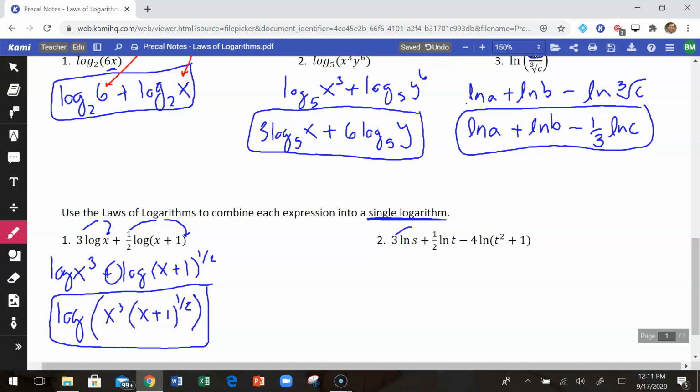Next one, same thing. I'm going to bring the 3 up, the 1/2 up, and the 4 up. So we're going to have the natural log of s to the third plus the natural log of t to the 1/2 power minus the natural log of t squared plus 1 to the 4th.